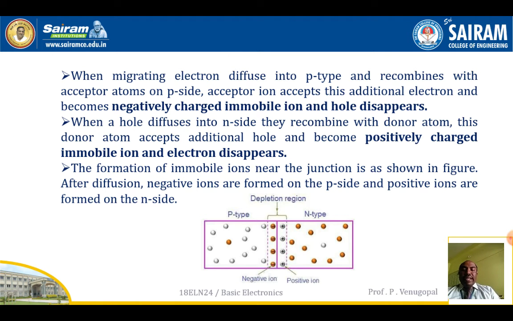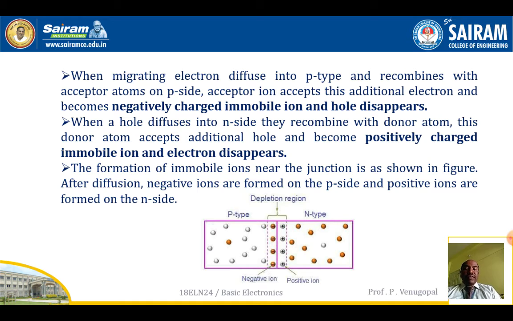So when the migrating electron diffuses into the P-type and recombines with the acceptor atoms on the P side, the acceptor ion accepts the additional electron migrating from the N side and becomes a negatively charged immobile ion, and the hole disappears. Similarly, when a hole diffuses into the N side from the P side, it recombines with the donor atom. This donor atom accepts the additional hole and becomes a positively charged immobile ion, and therefore the electron disappears.